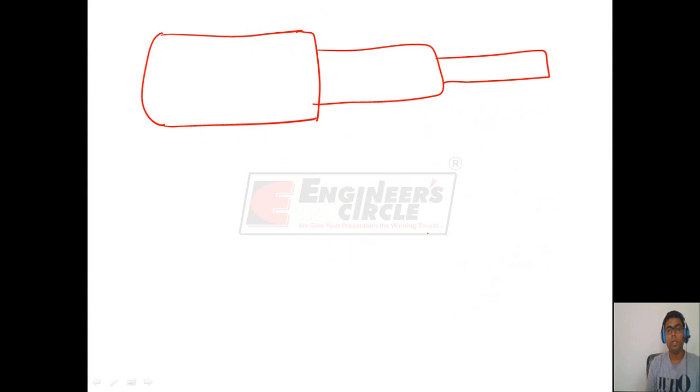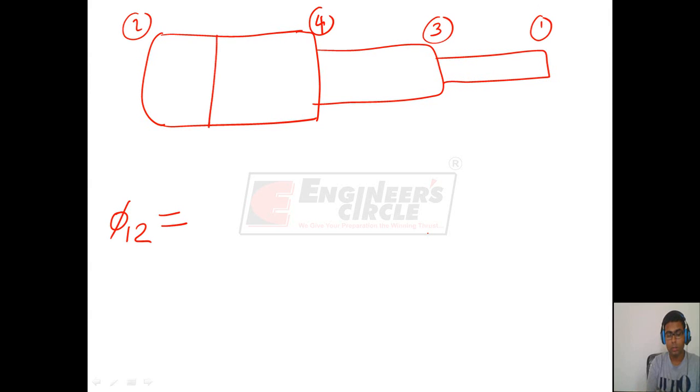Therefore, to find the angle of twist for this case, assuming this as 1 and this as 2, suppose we want to find the value of phi 1 with respect to 2, then it can be written as, suppose this is 3, this is 4 and this is 5. Remember that a torque T1 was acting here and a torque T2 was acting here, a torque T3 was acting here, and a torque T4, and here a torque T5.